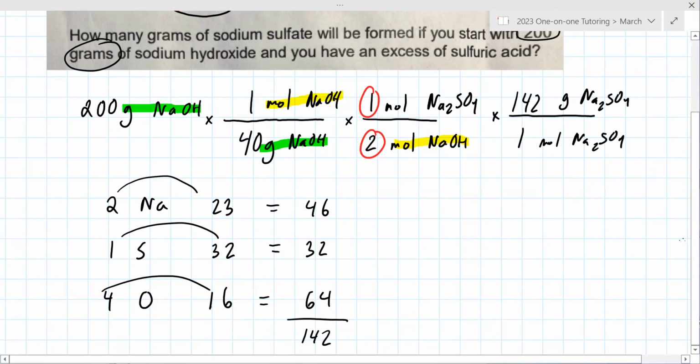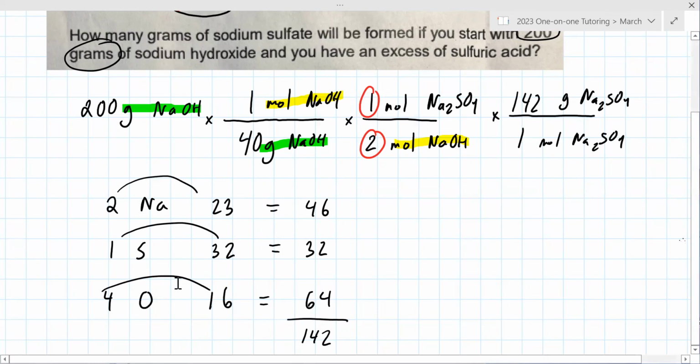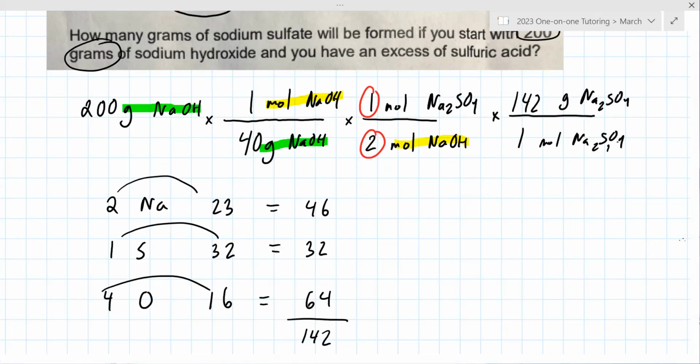Yeah, I get the middle numbers. So the 2, the 1, and the 4 are just the coefficients then? Well, it's the subscripts. Oh, the subscripts. 2 Na's, 1 S, and 4 O's. Oh, sorry. Okay, yeah, I got it. Okay, cool.